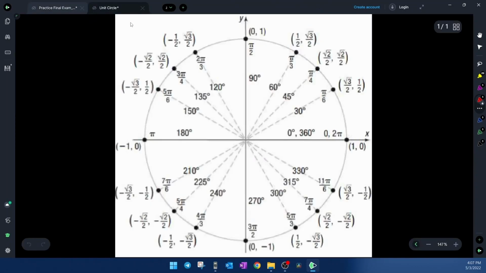And that means going to the unit circle. We're interested in a y coordinate of positive square root of 3 over 2 or negative square root of 3 over 2. And then those answers are going to be pi over 3, 2 pi over 3, 4 pi over 3, 5 pi over 3.